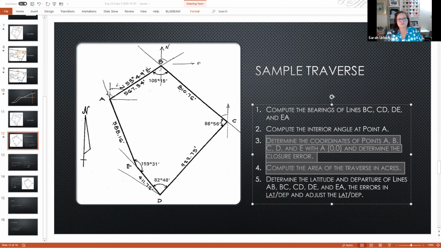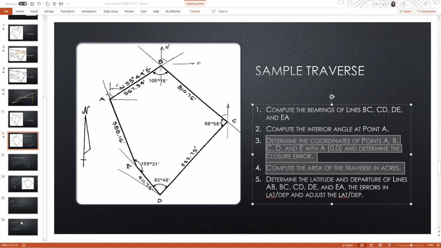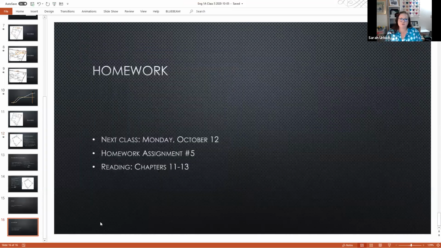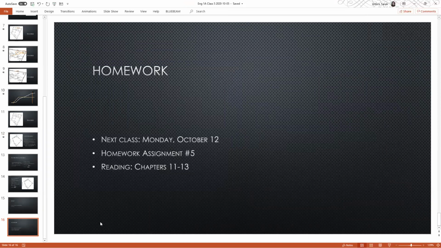All right. So 5 points, Friday at 5, 3 and 4 from our sample traverse. The homework is posted to Canvas. I still haven't graded homework number 3. I will get 3 and 4 graded as soon as humanly possible. More than likely, we will have a quiz next time. Let's see, what do we have? Homework assignment 3, reading chapters 11 through 13. We'll circle back to chapter 10 and pick up those parts and pieces.